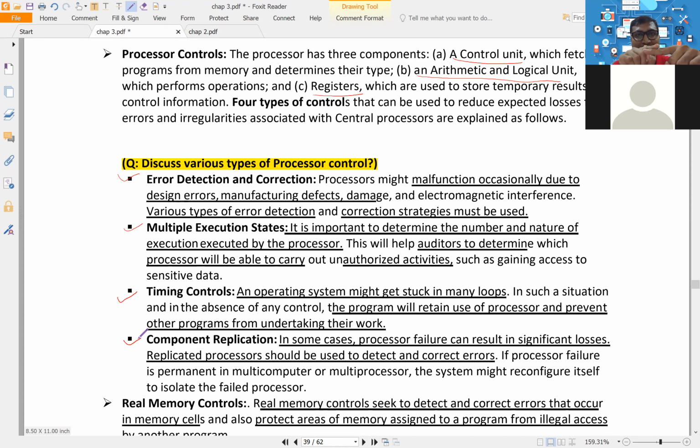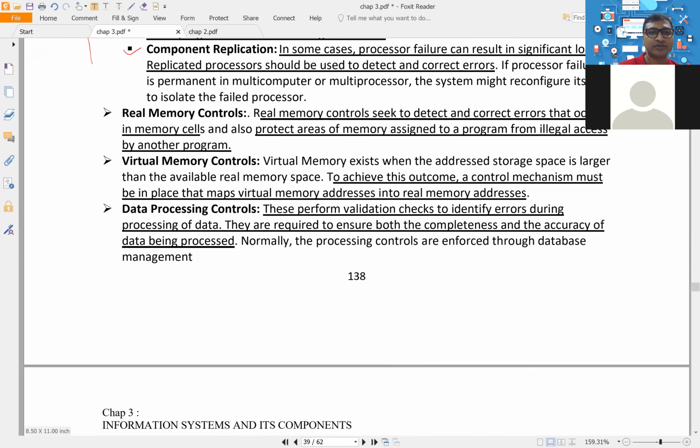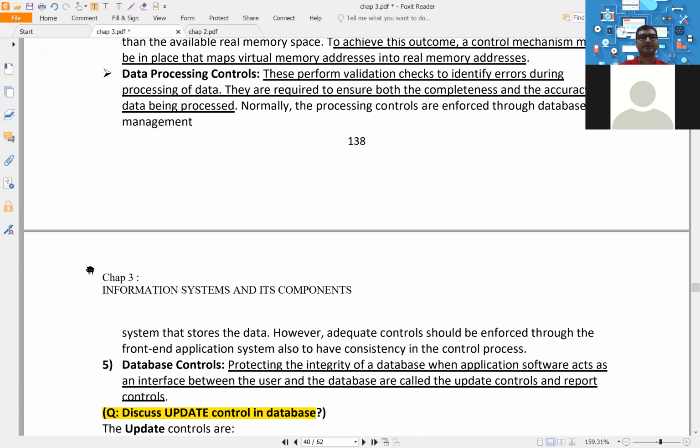So when the backup processor takes over the work, our entire process will go smooth. The process will not fail. Even if a processor has failed and is not working, the work of that processor will be taken by another processor. That is what component replication is. Then, if you know real memory and virtual memory, the same concepts are here again. And finally data processing, again here they have not given anything else, no extra points. Okay, so here what was more complicated and important was processor control. That is what I have discussed.